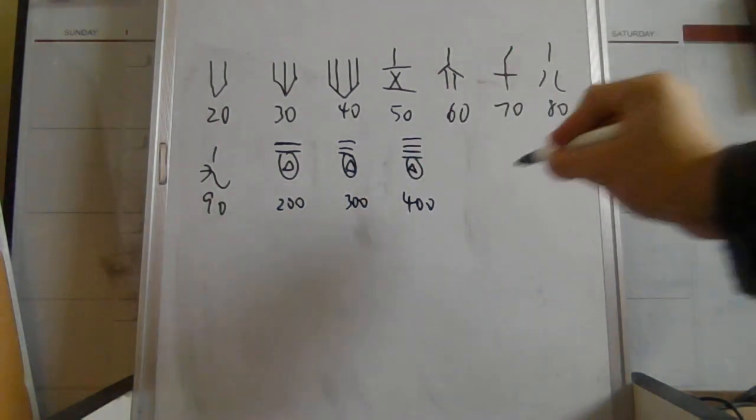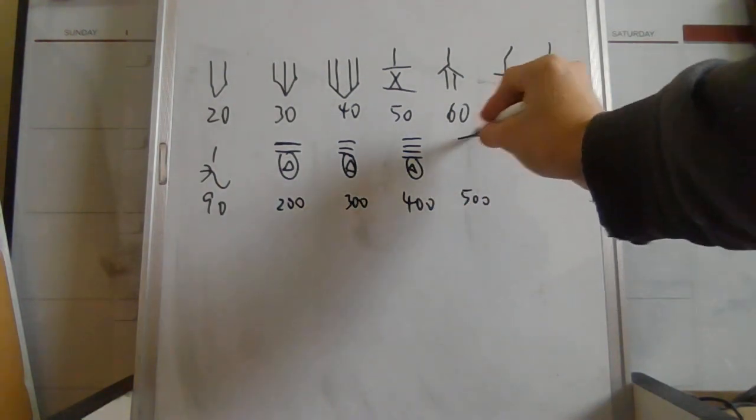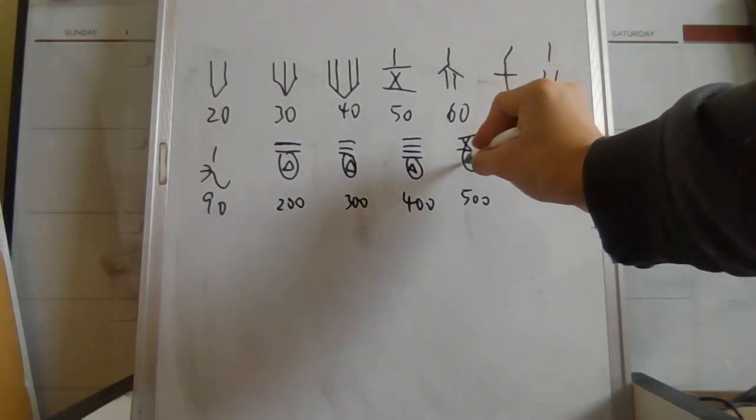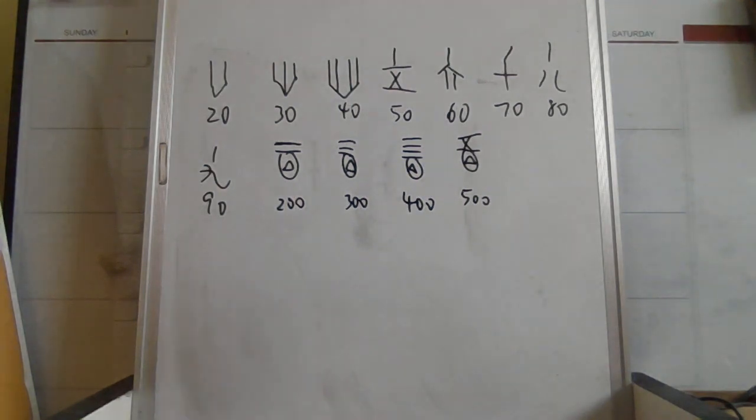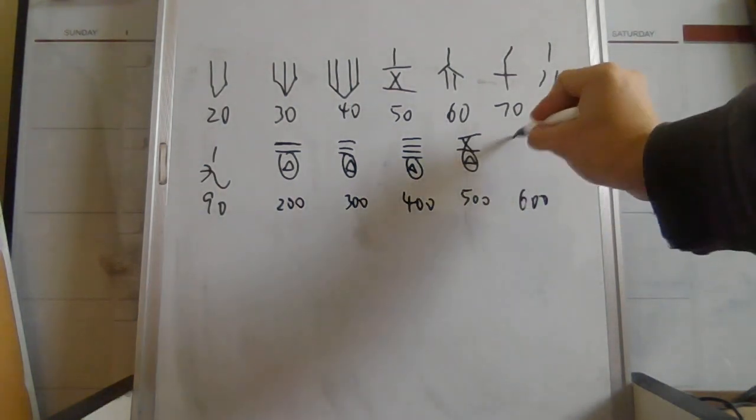Getting a hang of this. 500, this time they put the 5 on top. Yeah. 600, they put the 6 on top.